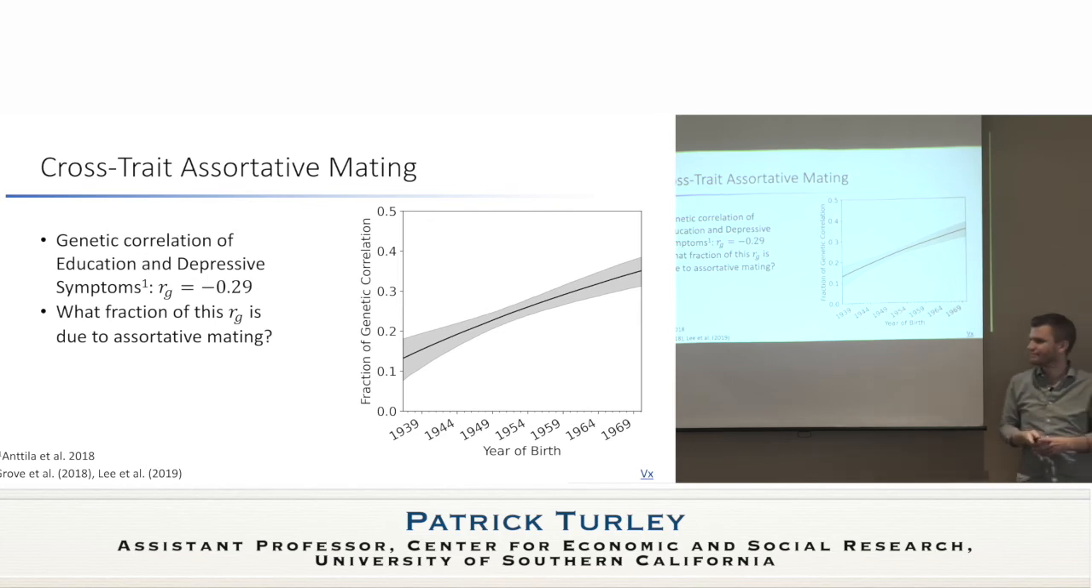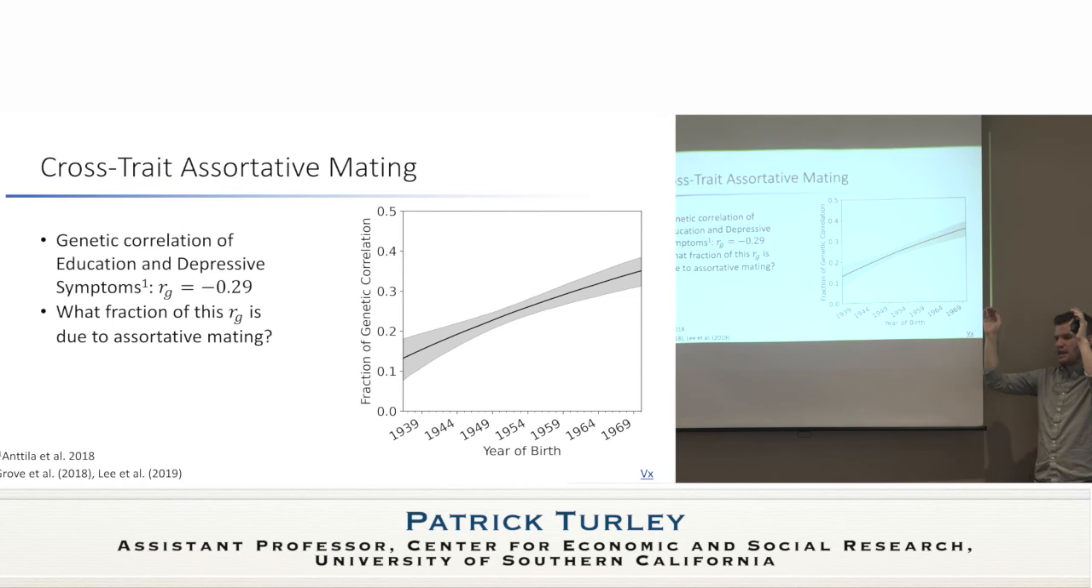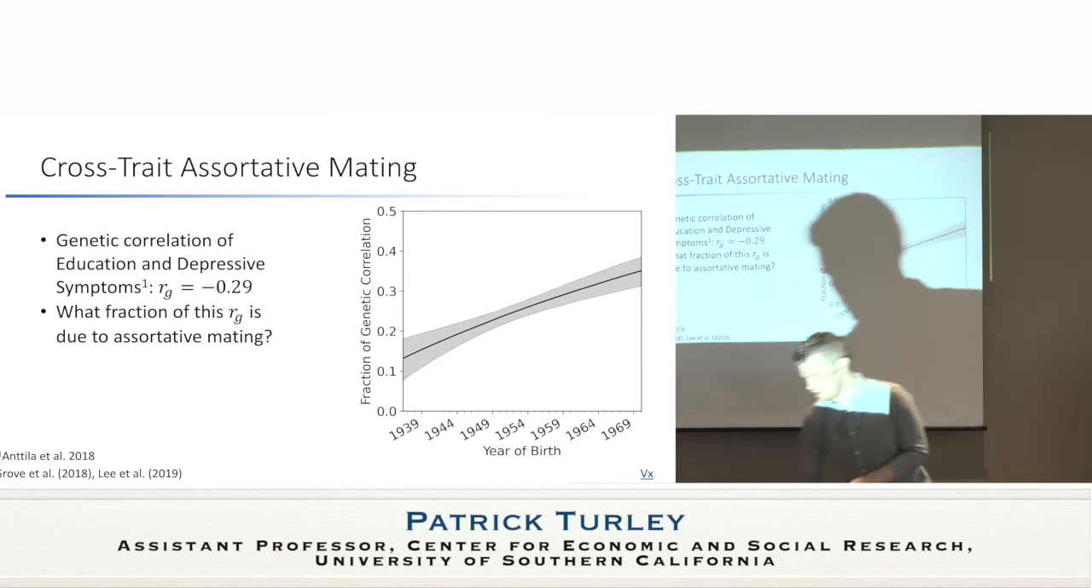So can you explain more or less how that is done? Yeah. So you can imagine making a polygenic index for education and a polygenic index for depressive symptoms. And if you took the covariance between those polygenic indexes, let me just write this down.